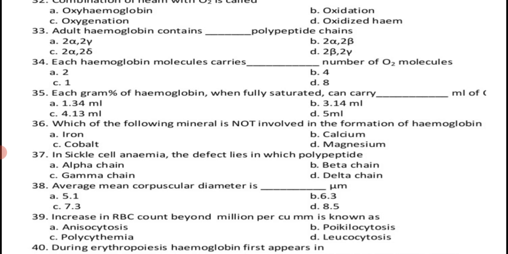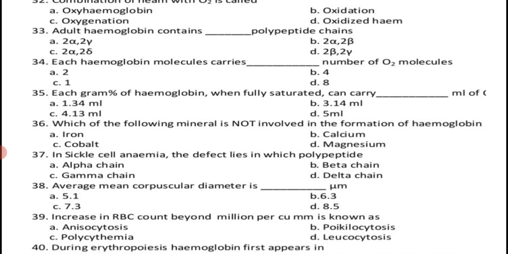Question number 37. In sickle cell anemia, the defect lies in which polypeptide? Option B is the correct option, that is the beta chain. Sickle cell anemia is an inherited blood disorder. Hemoglobin enables RBCs to carry O2 from the lungs throughout the body.